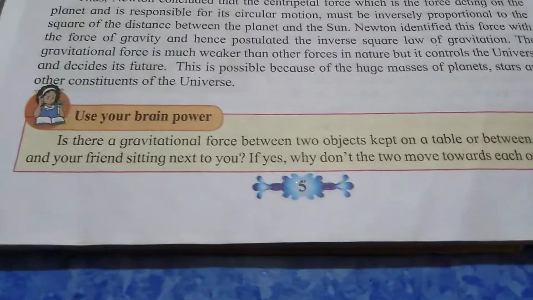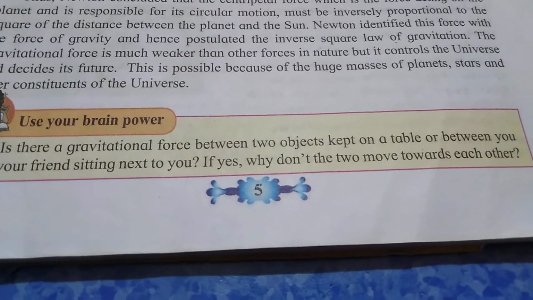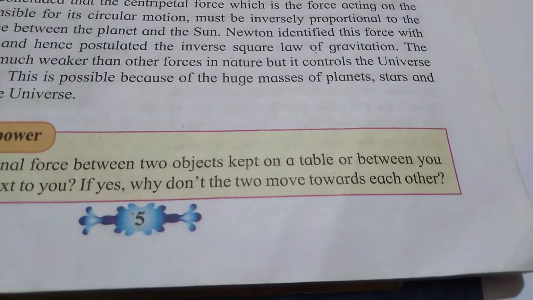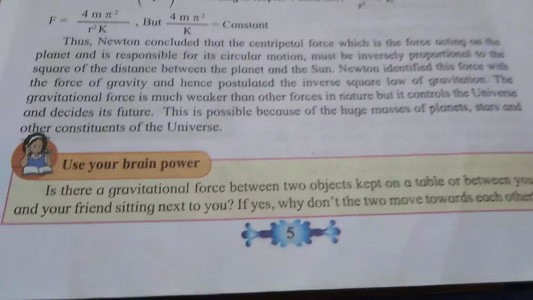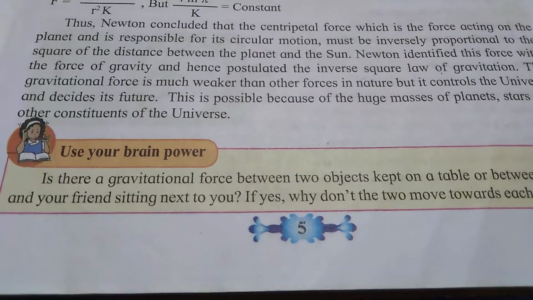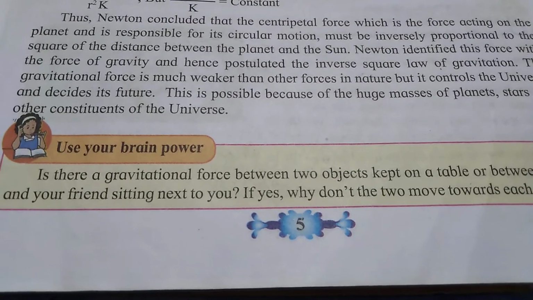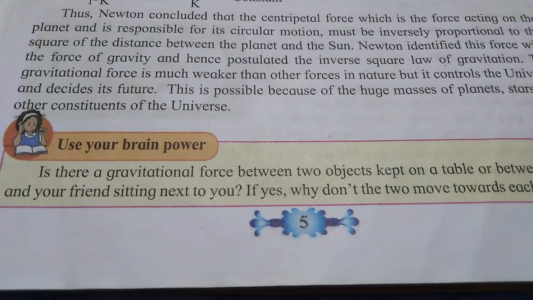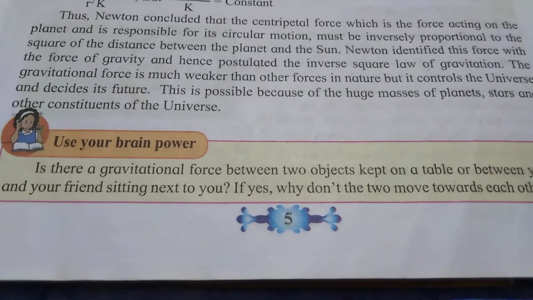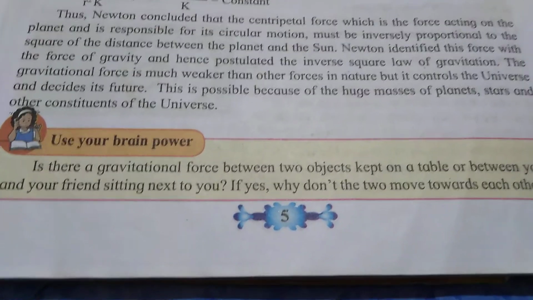Now there is one question asked: is there a gravitational force between two objects kept on a table, or between you and your friend sitting next to you? If yes, why don't the two move towards each other? So this I had already explained at the beginning of the lesson. That is because sometimes these forces cancel each other. Sometimes these forces are so small that they cannot pull or attract anyone. So this completes your page 5 explanation.